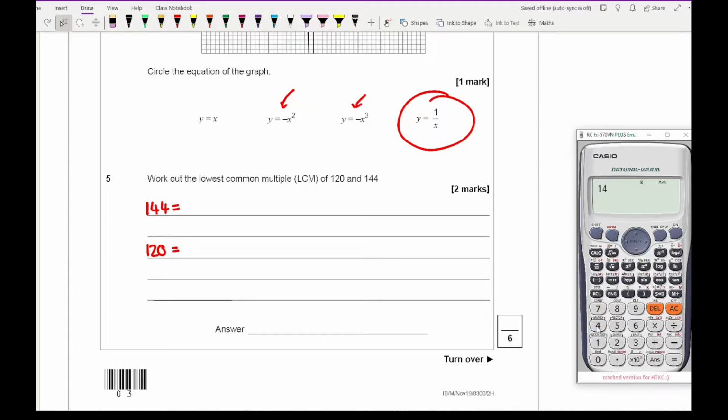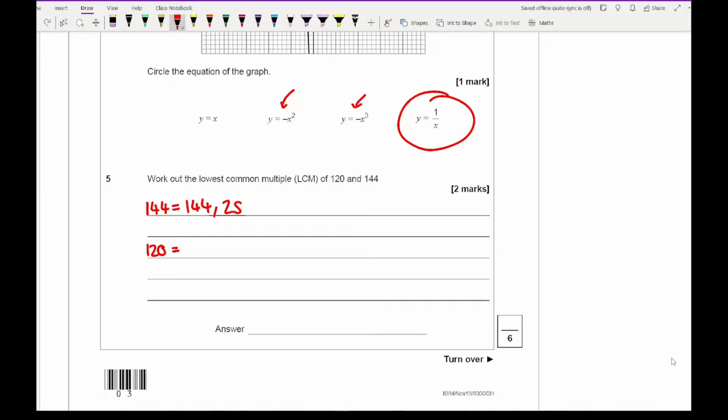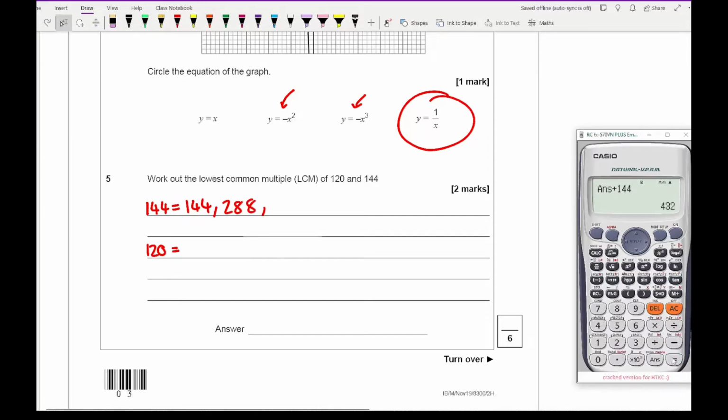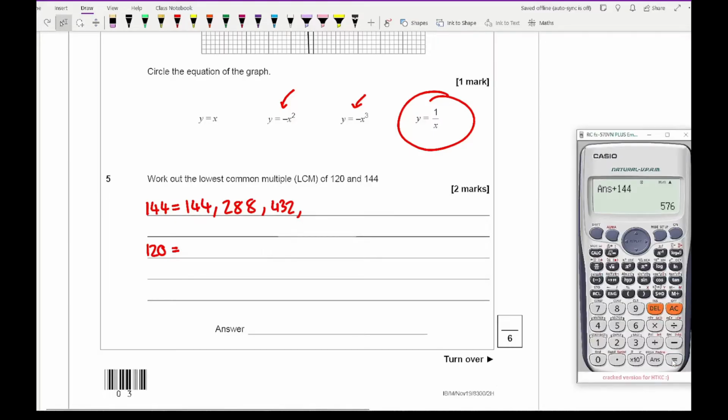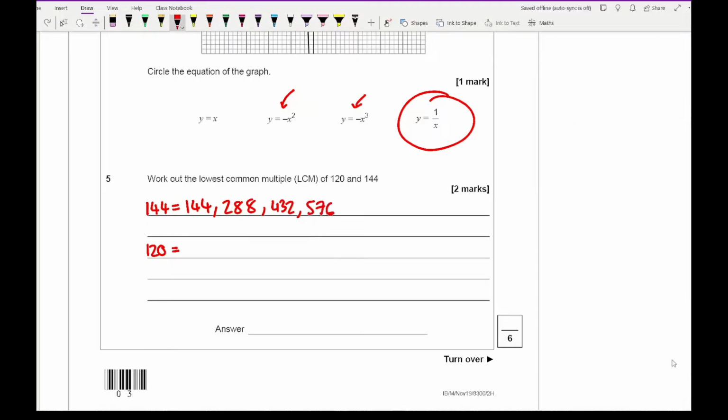But for this I'm just going to go for the 144, press equals, and then plus 144, and all I've got to keep doing is just pressing equals. It's going to get rather annoying, and then we've got 432, and then the next one is 576, and we then continue that, and basically what I'm looking for is a number that potentially ends in a 0, and I end up with 720, and again I'm going to do 120, and then 240, 360, 480, and again eventually I'll get up to 720.